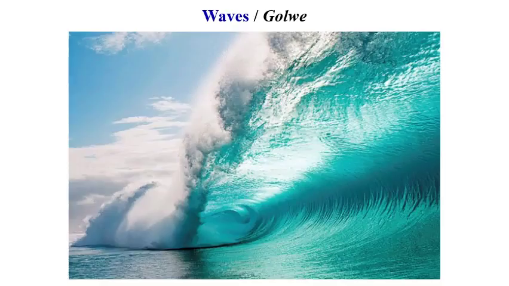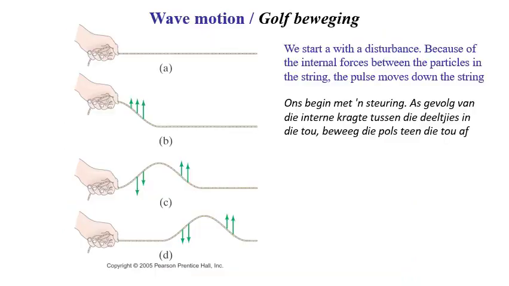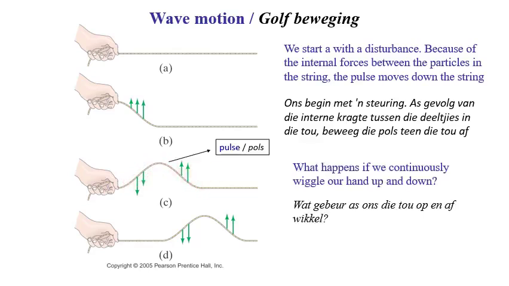Right, waves. We're not actually going to deal explicitly with water waves. I just really like this picture. We are going to start with a disturbance on a string. Because of the internal forces, if we create a disturbance, that pulse, as we call it, moves down the string. Now note that the pulse is not really a physical thing. It's a pattern that moves down the string.